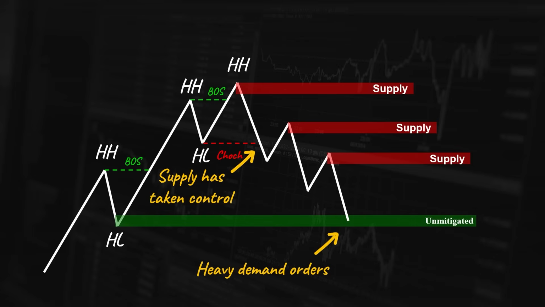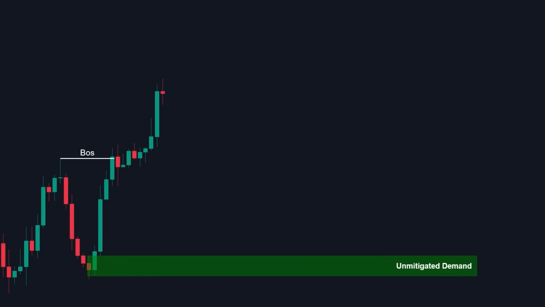At this point, there is a battle between supply and demand. Sometimes we see a period of consolidation and a ranging market between these two zones. Breaking either zone indicates who takes control. Here we have 1, 2, and 3 moves that break above the previous market structure, indicating that demand is in control. We have an unmitigated demand area, which will act as support when the price returns to this level.